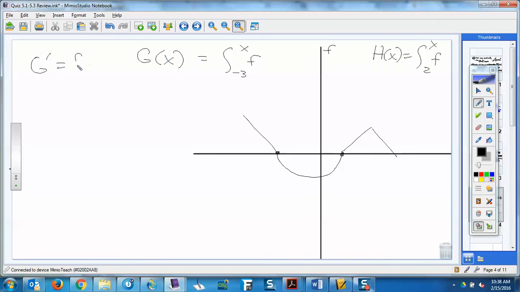I think you should write that on your paper, right? When you see that, I think that's the first thing you ought to write down. That's telling you that, hey, the derivative of G is f. The derivative of H is f. So that's telling you G and H are the antiderivatives of f. Okay? And now you can answer all these questions.